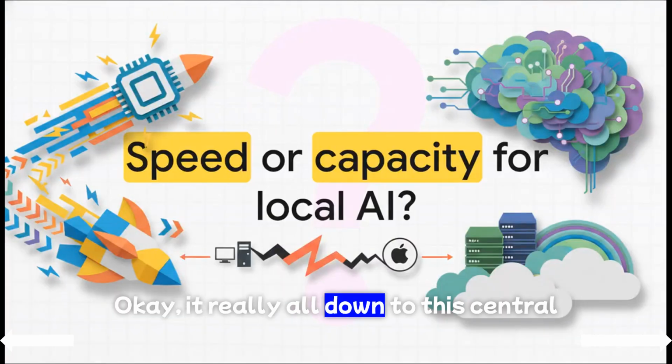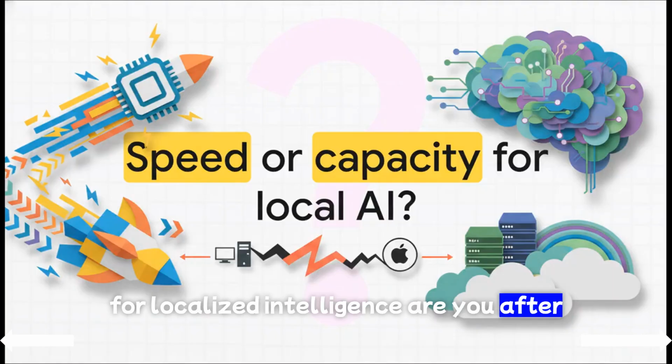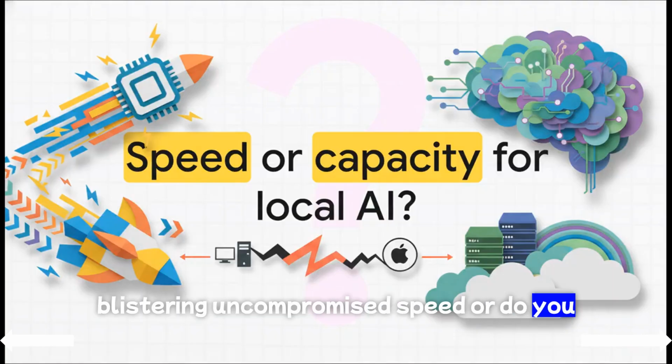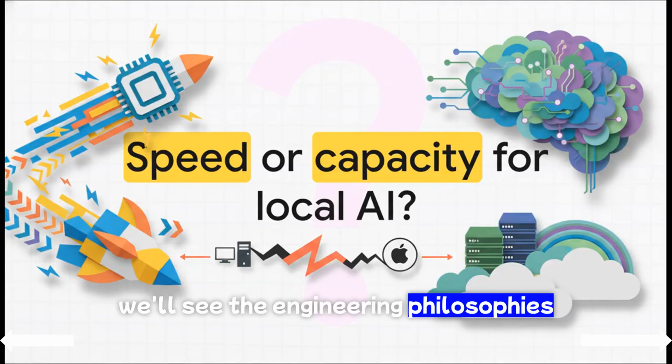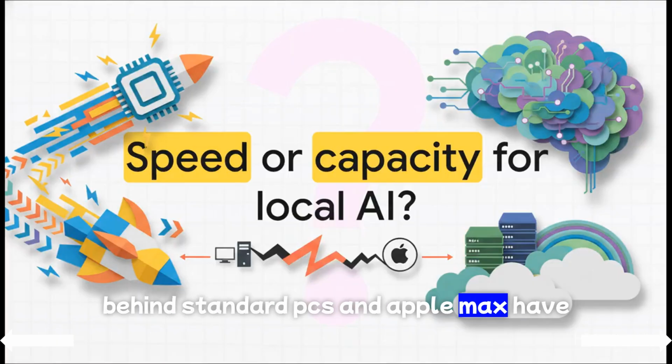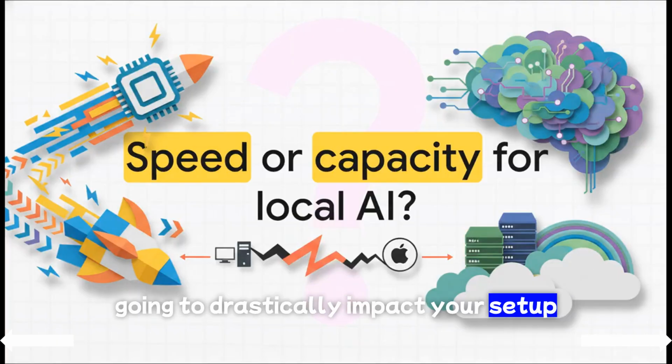Okay, it really all boils down to this central question. What exactly is the ultimate hardware for localized intelligence? Are you after blistering, uncompromised speed, or do you desperately need the sheer capacity to run massive frontier-class models? As we'll see, the engineering philosophies behind standard PCs and Apple Macs have violently diverged, and your choice is going to drastically impact your setup.